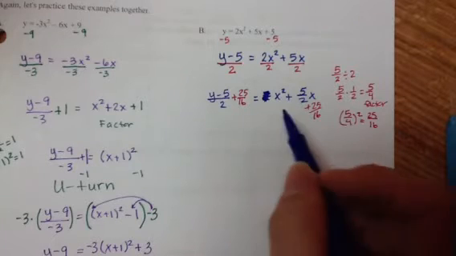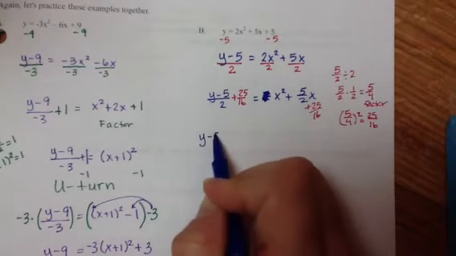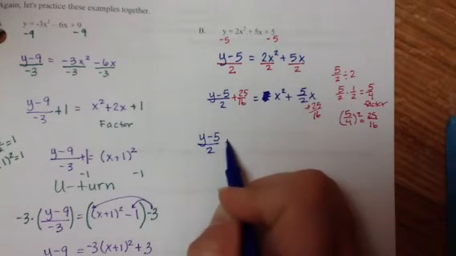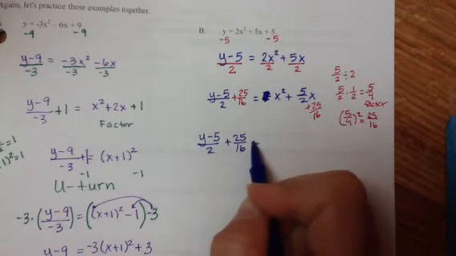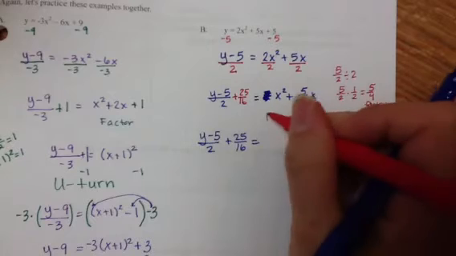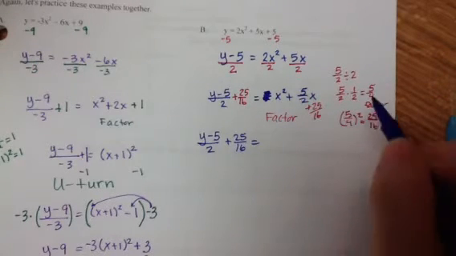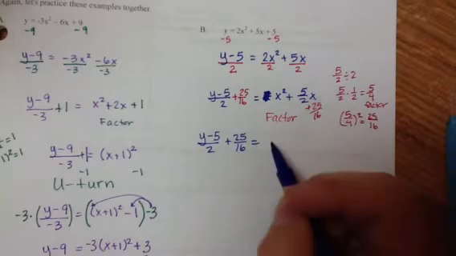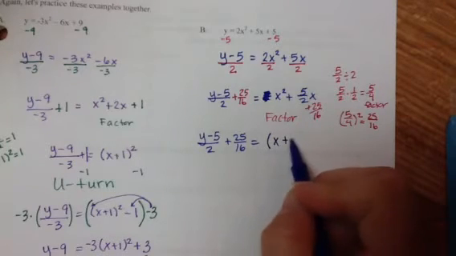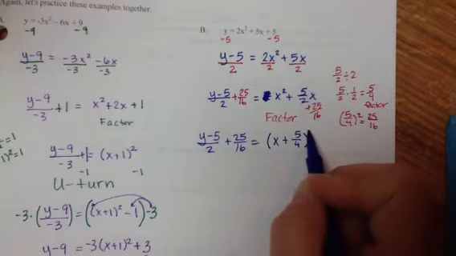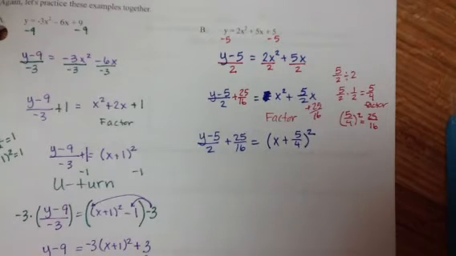Then I'm going to factor the right side. So factor here. And it factors using that 5/4. So the factoring part is easy. It's just x plus 5/4 squared.